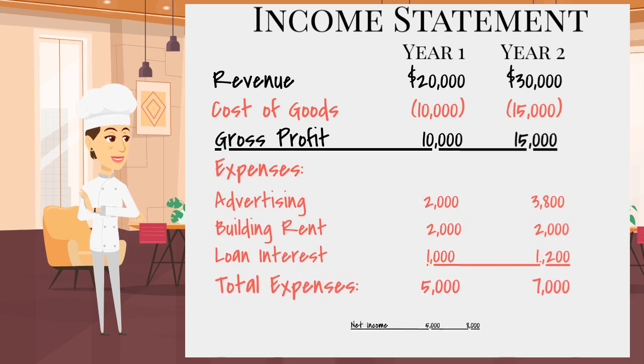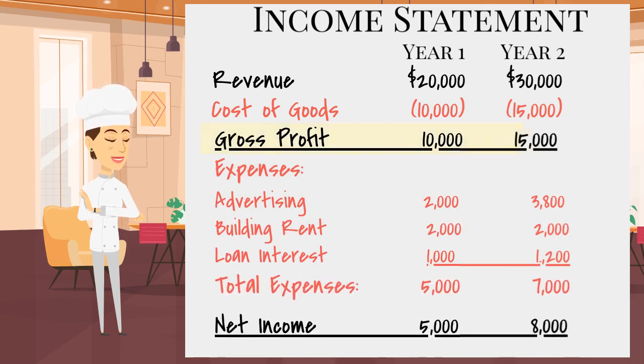You will also see gross profit and net income on an income statement. So what's the difference between the two? Well, gross profit is revenue minus cost of goods sold, while net income is gross profit minus all the other expenses. Net income shows what your business actually made in a given period.